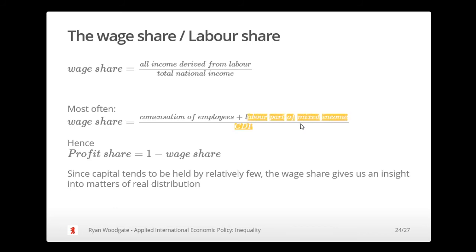So this can be a little bit tricky to estimate, but there are rules of thumb typically that are used to find some notion of the parts of mixed income that is due to labor. And you add that to the compensation of employees, and then you get what is called the adjusted wage share, where the denominator representing total national income is most often GDP at market prices or effective prices.